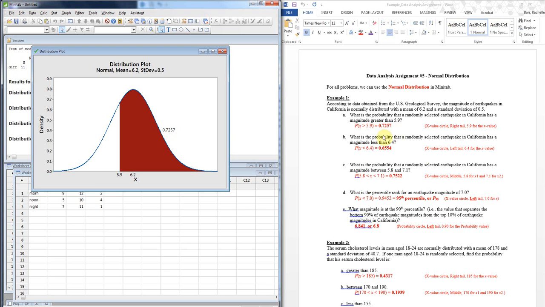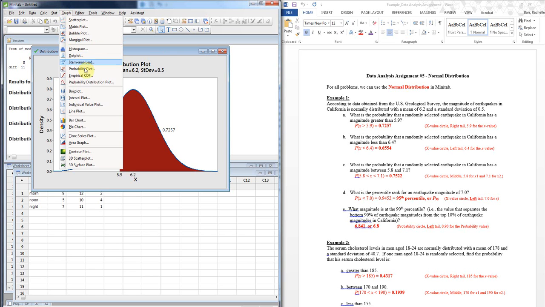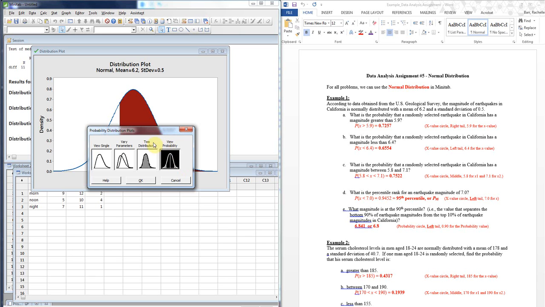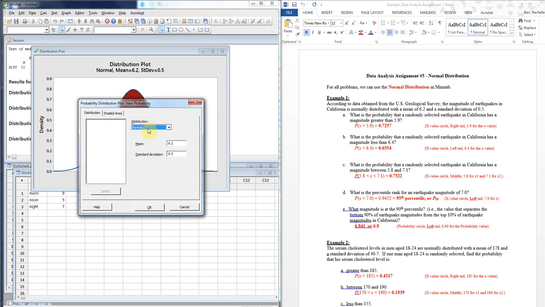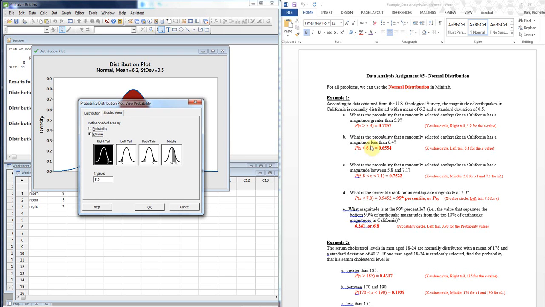Let's try that again, but we want to figure out, hey, what about a magnitude less than 6.4? So again, we'll go to graph, probability distribution plot, and then we're going to choose probability view. We won't use any of these other 3 buttons, so we'll just always choose the last one. And we're still normal. We've got the correct mean and standard deviation. Let's go over to shaded area, and I want things that are less than 6.4. So let's put in 6.4.